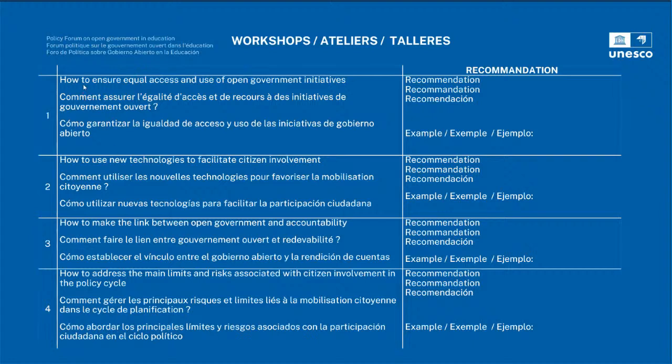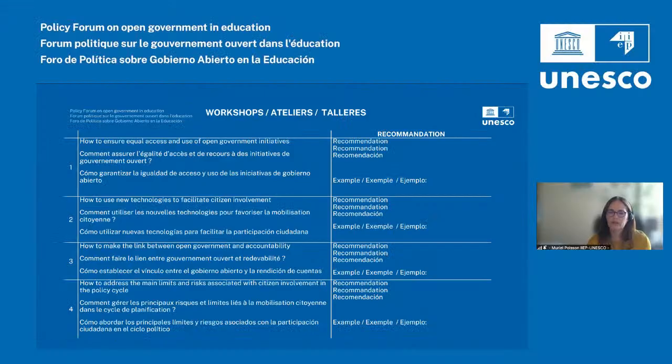So to help you in this process, we have designed a table that may help you to do so, where, as you see on the screen, we have here the first cell referring to the first question, how to ensure equal access and use of open government initiatives, with the idea that you formulate a recommendation here and you provide one country example supporting this recommendation. On the second question, exactly the same, on how to use new technologies to facilitate citizen engagement, you formulate one recommendation as part of your group and you provide one country example supporting your recommendation. And the same with the third one, on how to make the link between open government and accountability, and fourth, on how to address the main limits and risks associated with citizen involvement in the policy cycle, again, recommendation and supporting examples.